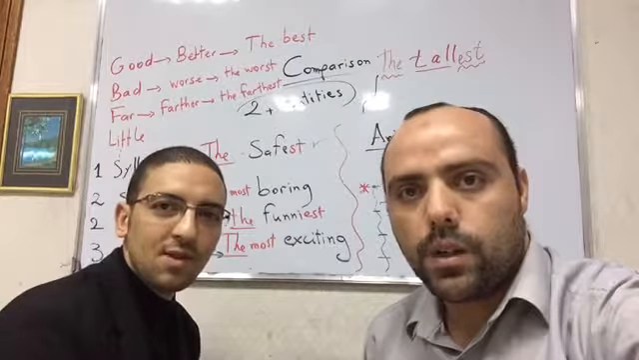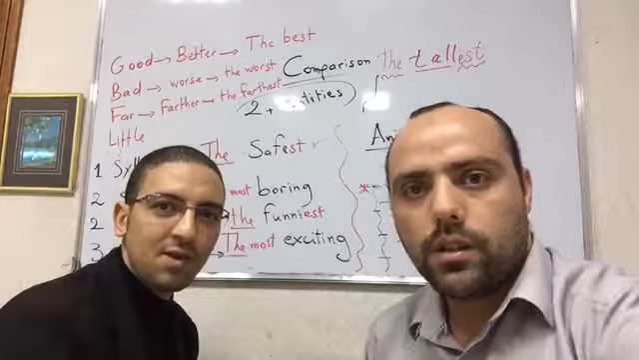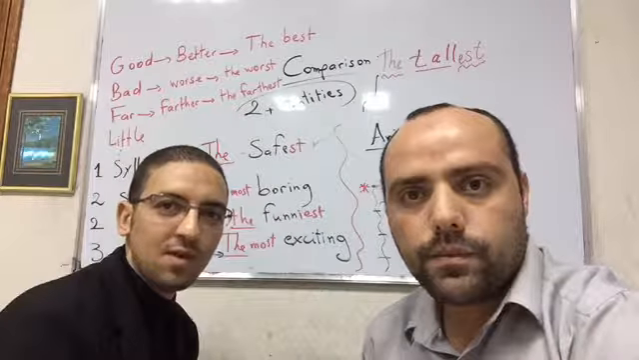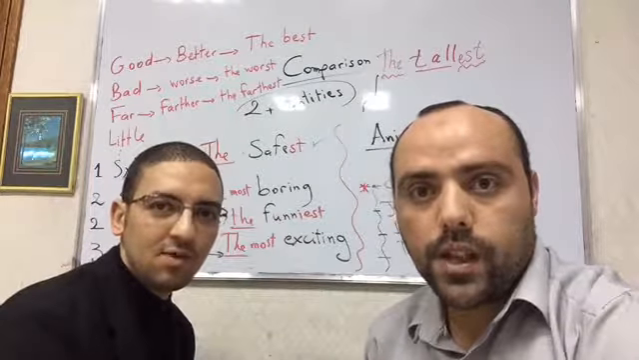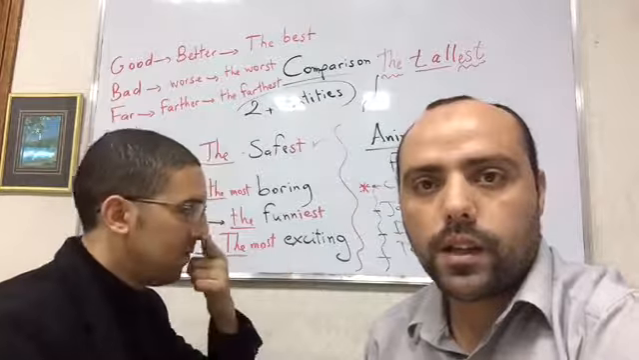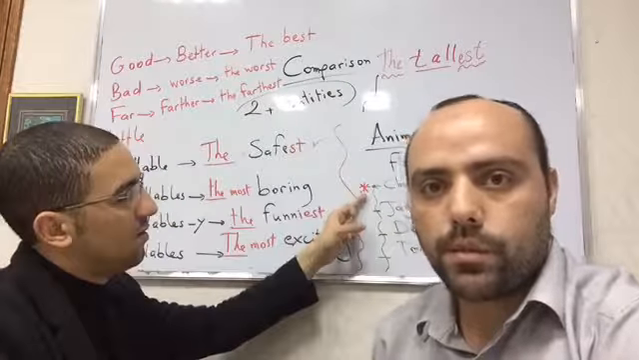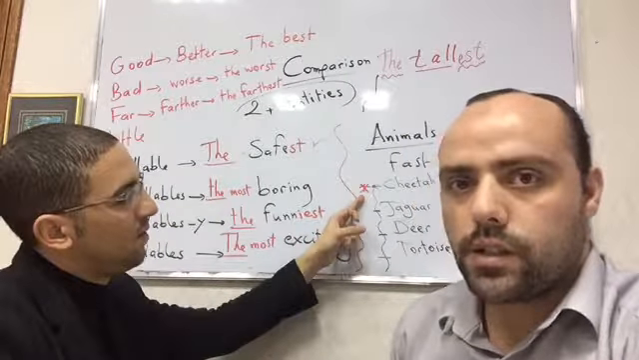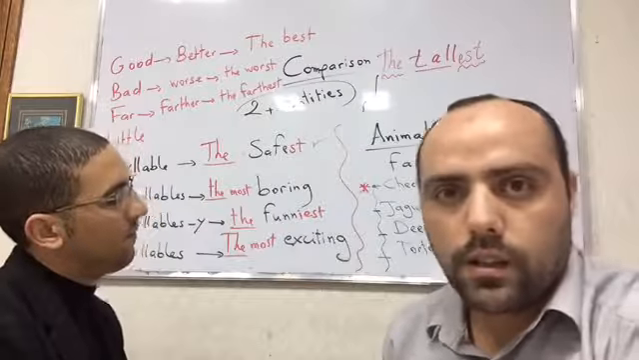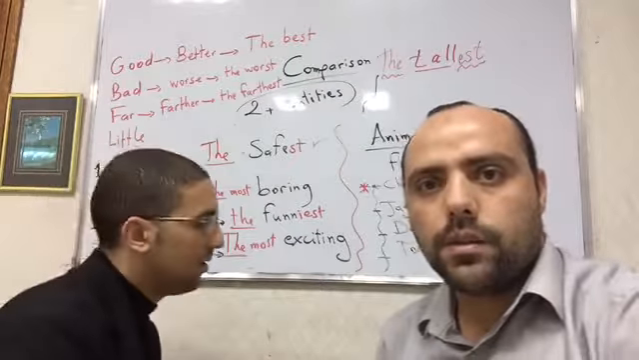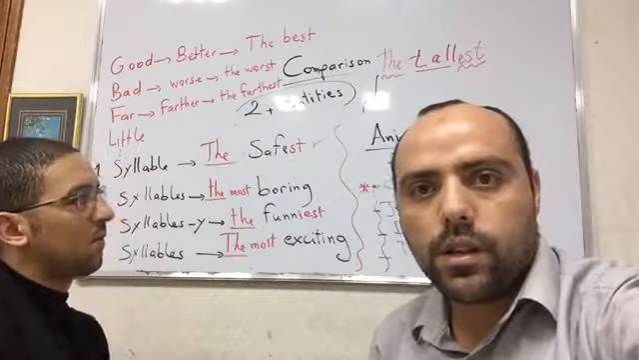Very good. So Star corrected the piece of information here. The cheetah is the fastest. Yes, the cheetah. Remember to use "the" before the noun. So the cheetah is the fastest animal in the world.